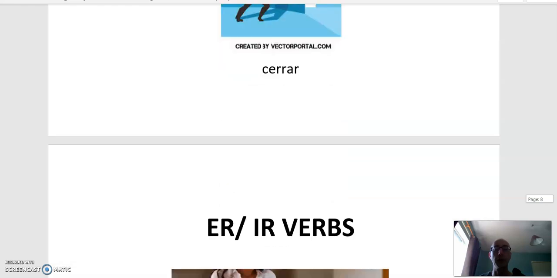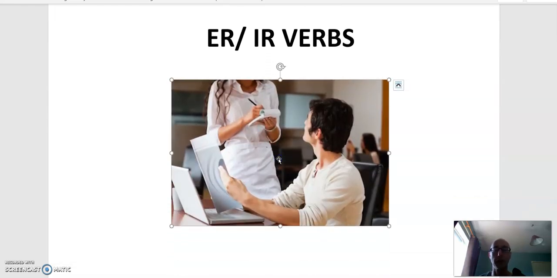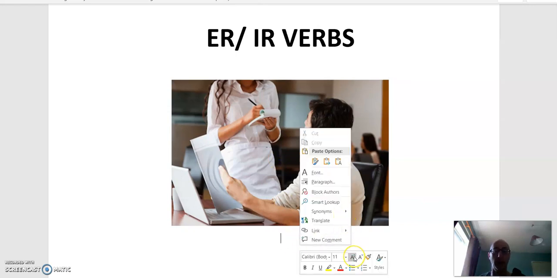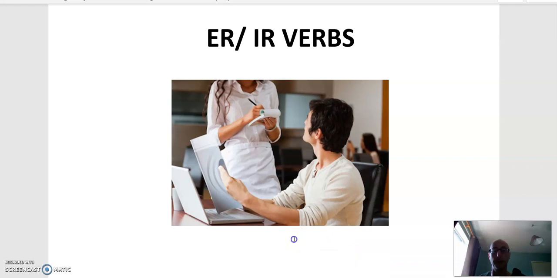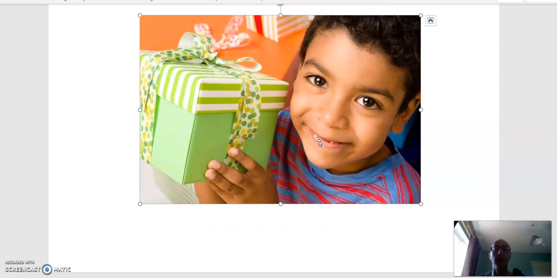Okay, let's do some practice with the IR verbs, IR and ER. So first of all, this is to order in a restaurant. ¿Cómo se dice? Begins with a P. Pedir. We'll go through the verbs first and then we'll practice. To get or to receive begins with an R. Recibir.